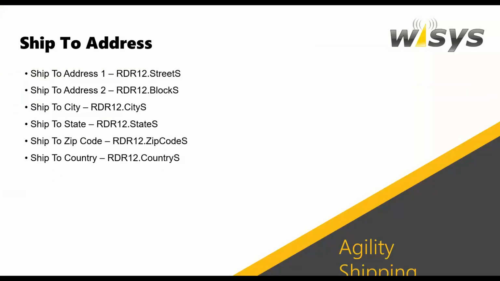So let's talk a minute about where we get our information from. We have decided that when we're developing this product to kind of standardize where it comes from. So I wanted to share that information with you. When we go after a ship to address, these are the fields we're pulling that information from. Ship to address 1 is coming from the RDR 12 Street S. Address 2 is from the block S, and then the city, state, zip, and country.